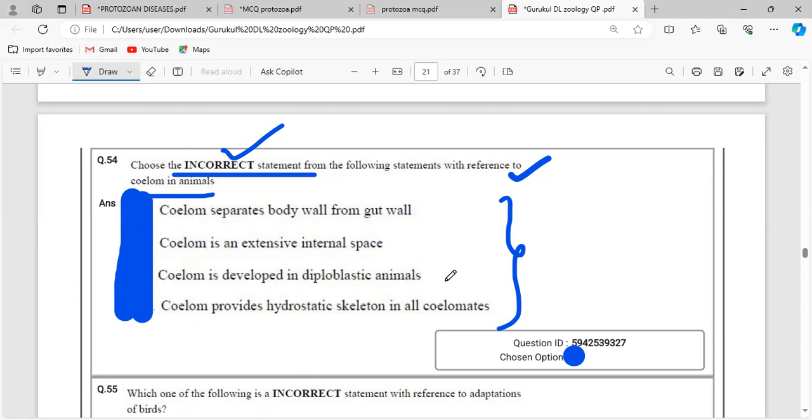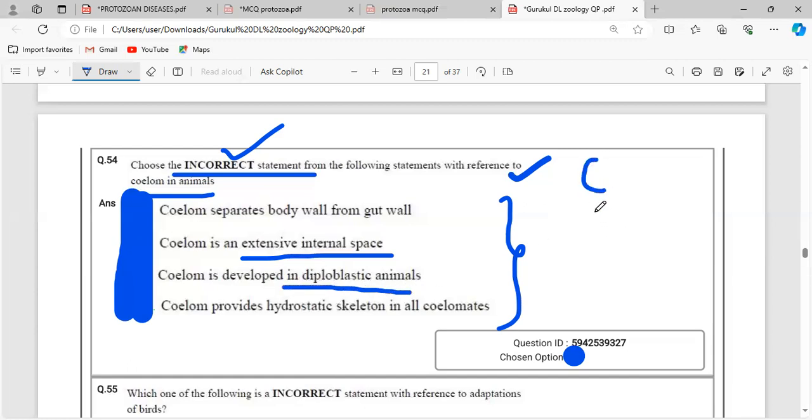See, what is coelom? Tell me the exact meaning of coelom. I explained it when I explained the syllabus as well as in the general concepts. Body cavity, okay. What is a body cavity? It is an internal space. And it develops in the diploblastic animal.